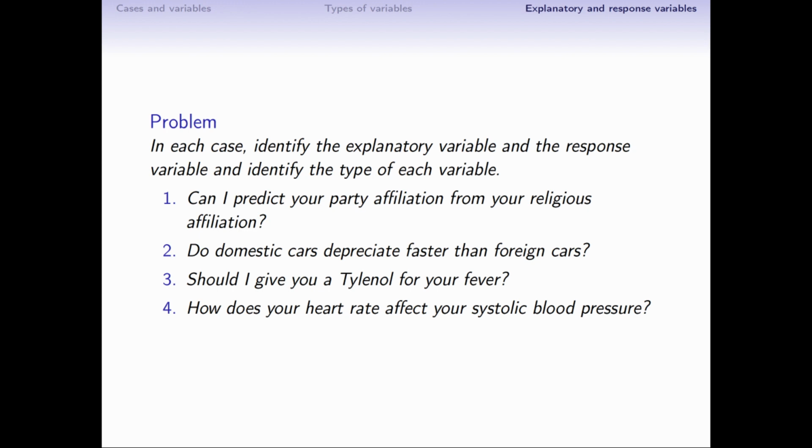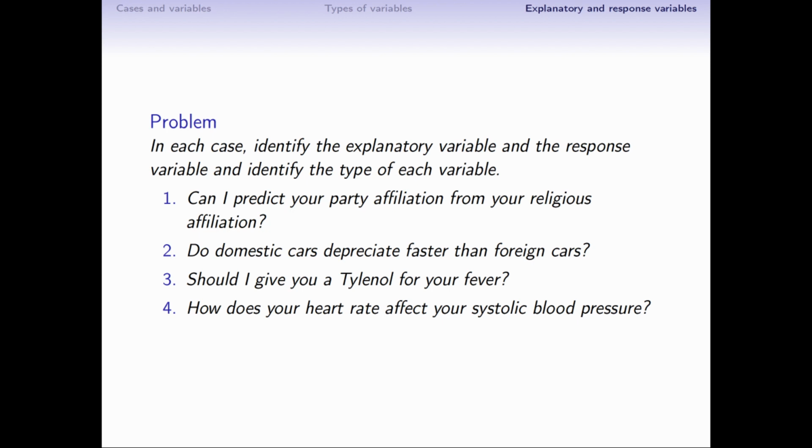Final question. How does your heart rate affect your systolic blood pressure? In this case, we're trying to explain the systolic blood pressure by knowing your heart rate. So we're thinking of the heart rate as the explanatory variable, and the systolic blood pressure as the response variable. We're hoping to understand how it responds to your current heart rate. What's interesting in this last example is that each of those variable types is a quantity. So we have one quantity explaining another quantity.